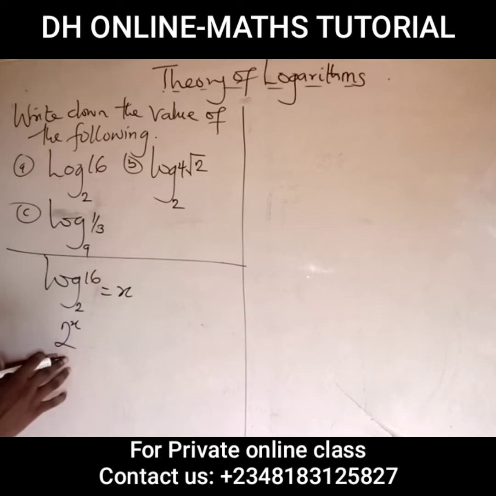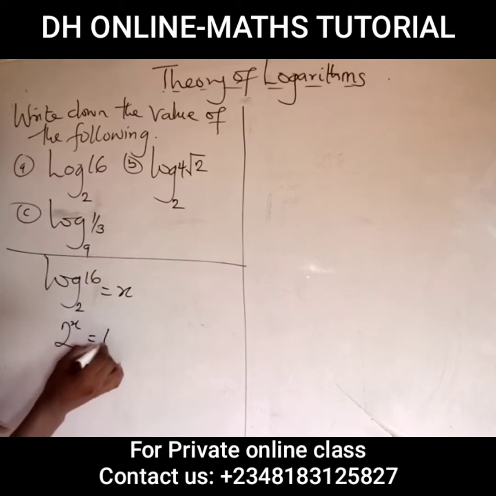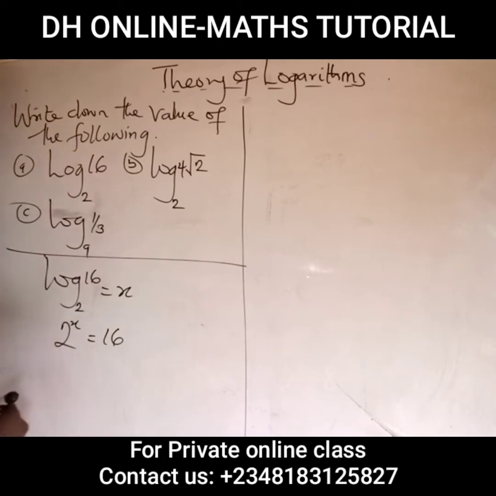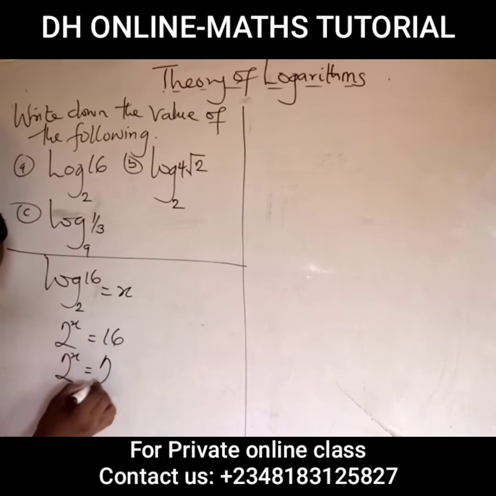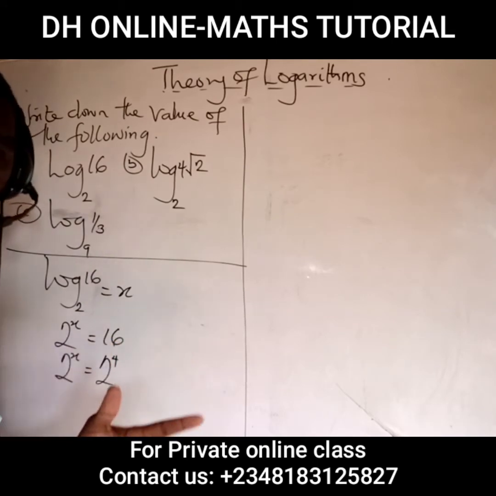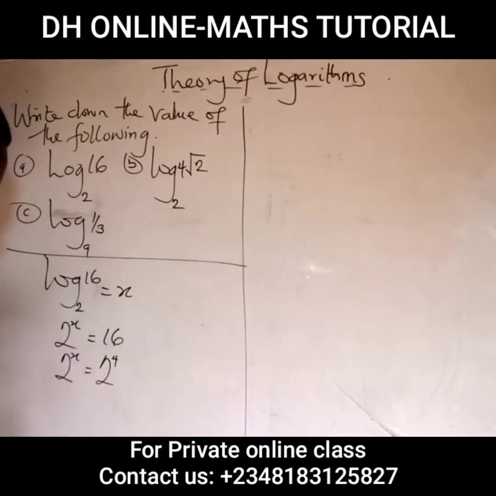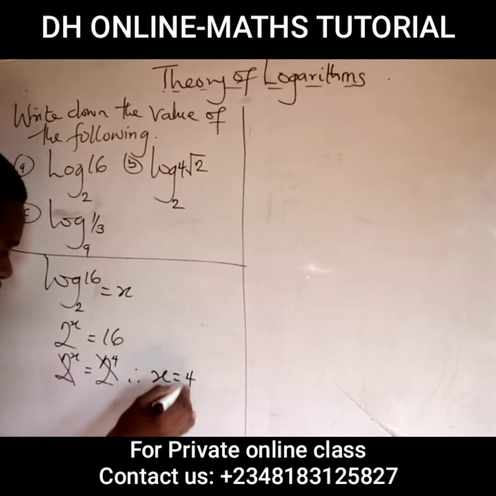So if this x becomes a power, that means we say equal to 16. So the next thing you do here, you say 2 to the power of x equals 16. Then ask yourself, to what power will 2 be raised that when it's multiplied, it will give you 16? That means 2 will be raised to the power of 4, because 2 times 2 times 2 times 2 will give me 16. So I'm having the same base, I can eliminate it. So my answer here now is x equal to 4.